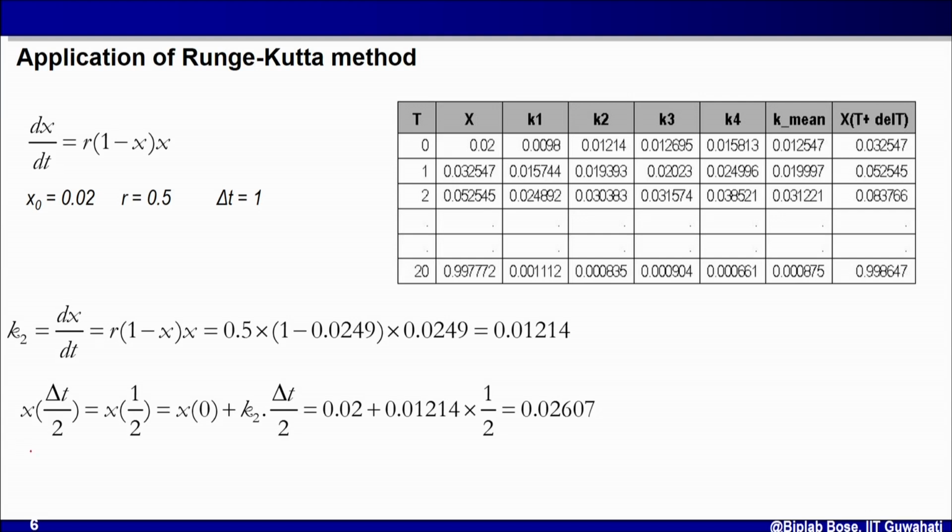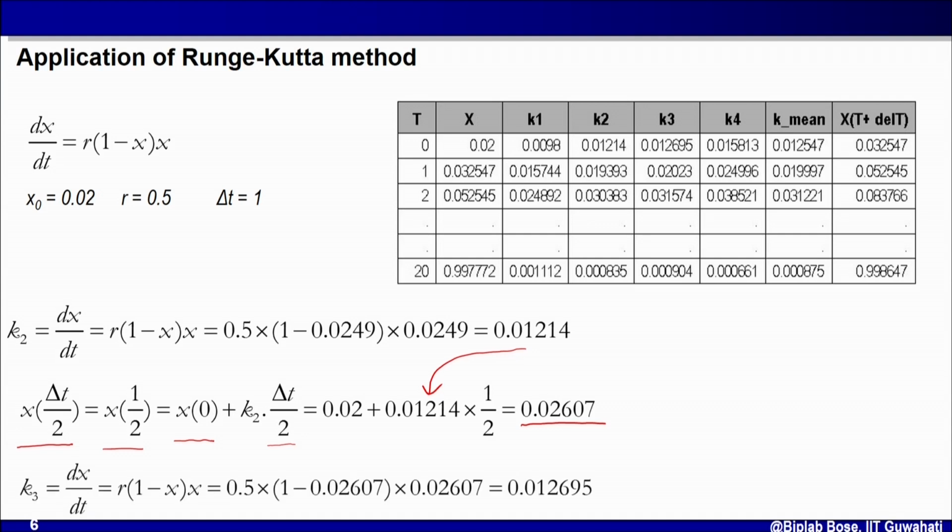So the value of x at that position, x at delta t by 2, will be equal to x at 1 by 2, 1 is the delta t, will be value of x at 0 time point plus k2, because now I will use the slope k2 into delta t by 2, and if you put this value, so k2 is this one that I have calculated in the last step, I get a new value of x as 0.02607.